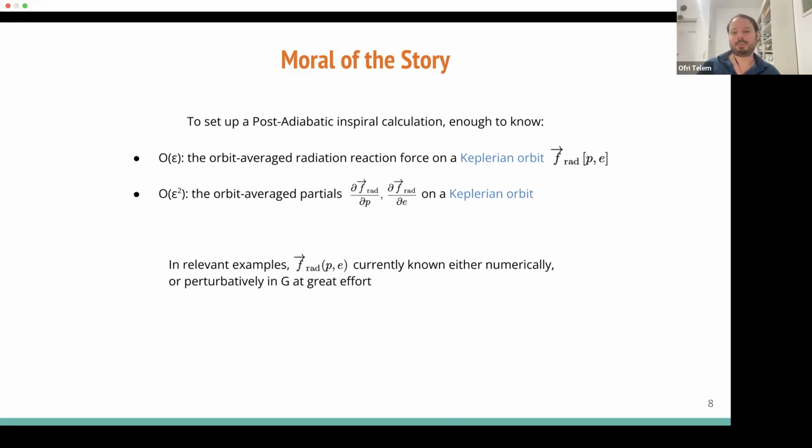So in relevant examples, even though we kind of simplified the fact that we only need to calculate the radiation reaction force on a Keplerian and a tangent Keplerian orbit, it's still not simple enough because this is either known numerically or perturbatively in G at great effort. Okay, each new order in G is like a huge loop calculation. So the question is, can we compute it analytically to all order in the coupling? And can we even try to generalize to GR?